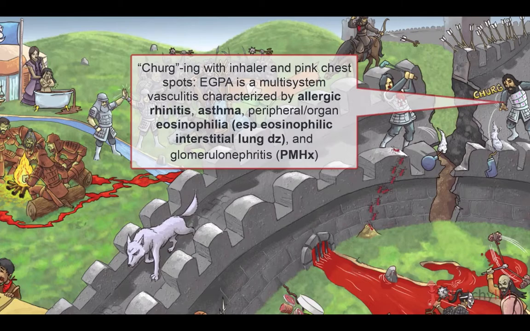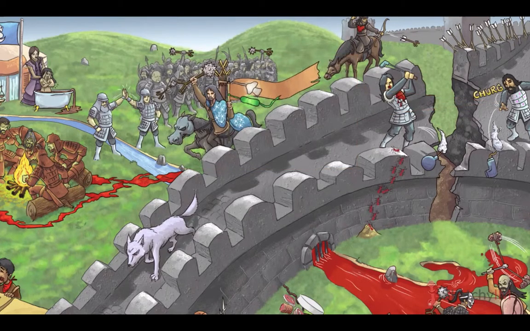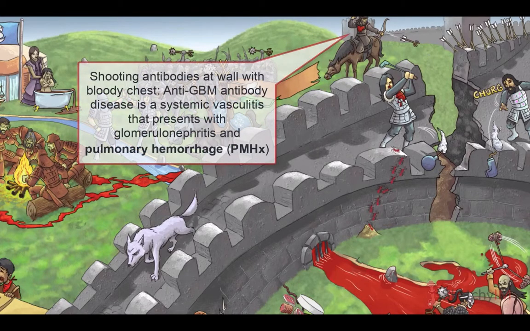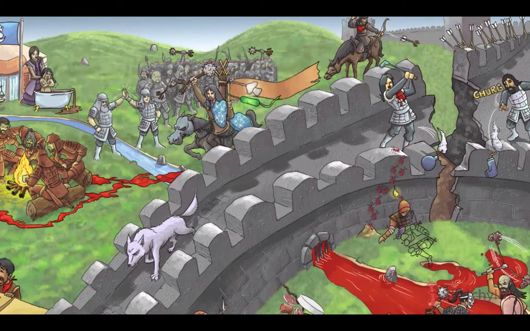nodules, and alveolar hemorrhage. And don't forget about anti-GBM antibody disease, symbolized by those antibody arrows lining the Great Wall. Anti-GBM antibody disease is a systemic vasculitis disease caused by autoantibodies directed against type 4 collagen in the glomerular basement membrane. Hence the whole glomerulonephritis thing. However, it turns out that they also target alveolar basement membranes, which results in pulmonary hemorrhage.